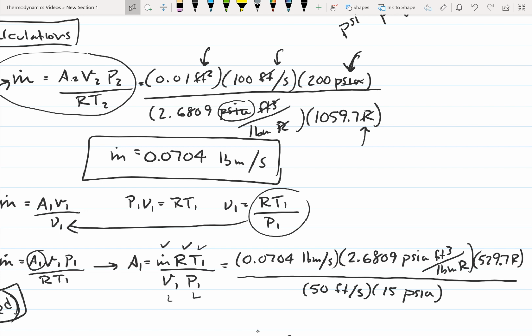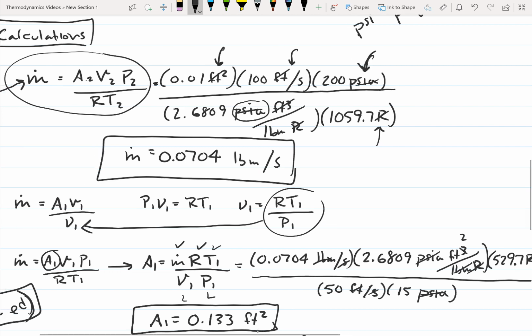So let's make sure all of our units cancel out correctly. Since we're looking for an area and our length units are in feet, we're going to want feet squared. So the psi absolute cancels, the pound mass cancels, this foot cancels, the seconds cancel, and Rankine cancels. So we're left with feet squared, so we're getting the correct units. So this is A1, and A1 is equal to 0.133 feet squared.